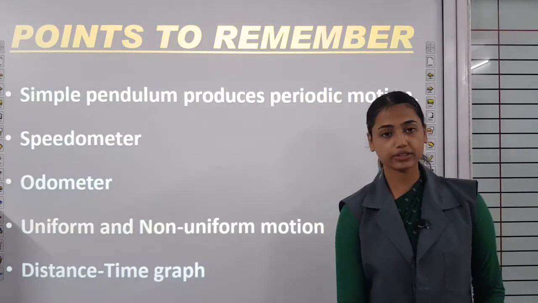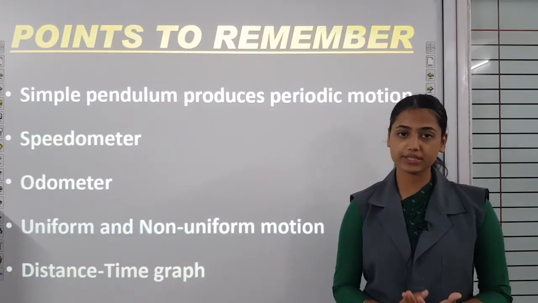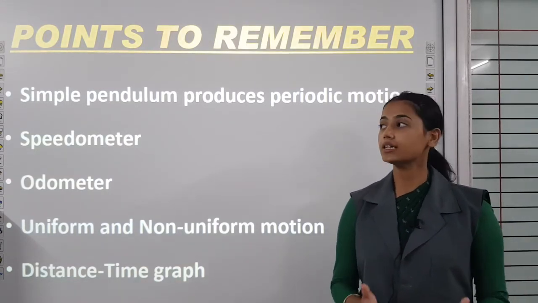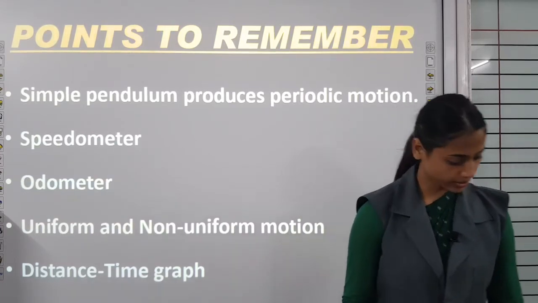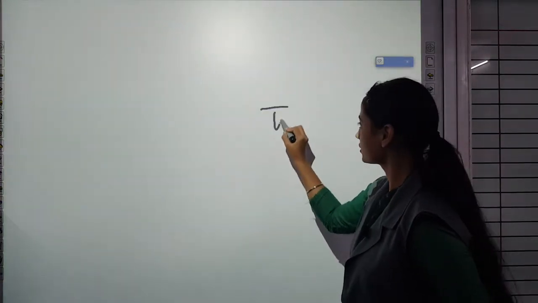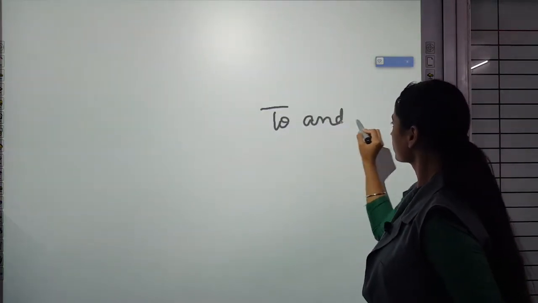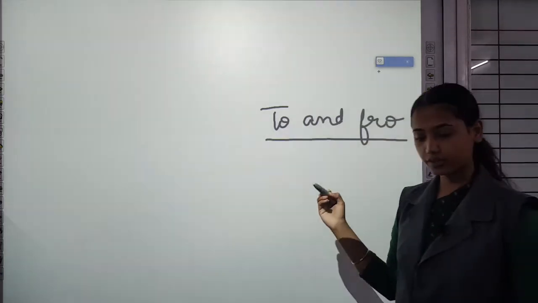Now we know that nowadays we use clocks and wristwatches. So how do they work? What is the working principle behind those clocks? They make use of periodic motion. Now what is periodic motion? The to and fro motion. To and fro motion is known as periodic motion.